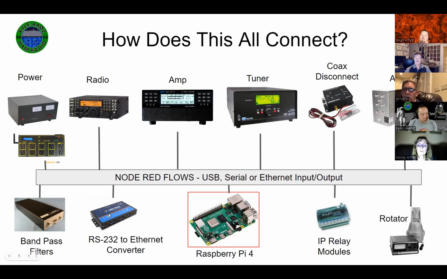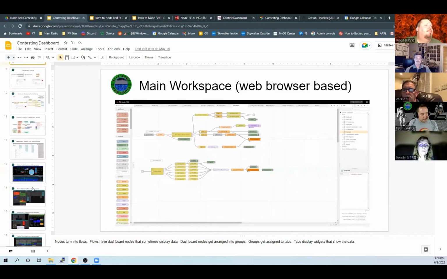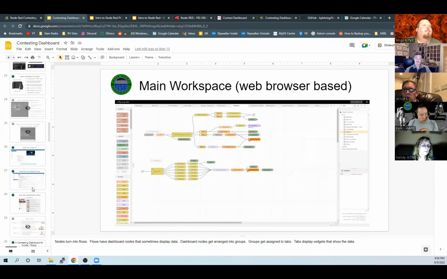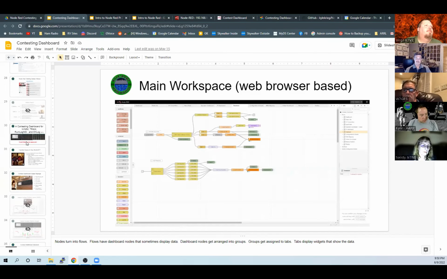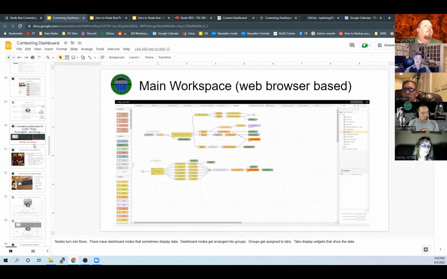If you've got RS-232 and you want to convert it to Ethernet, these USR-N540s are cheap and really good. We use those. So basically, anything that you can get input or output out of, you can connect it to your Raspberry Pi and control it here. Let's see, what else? So yeah, that's about it for Node-RED.